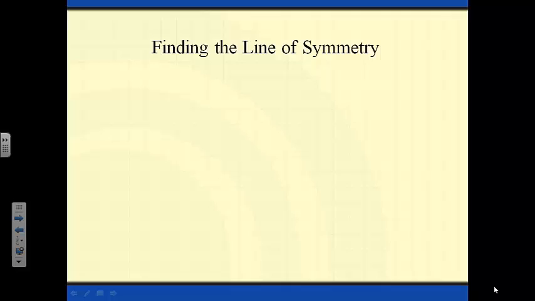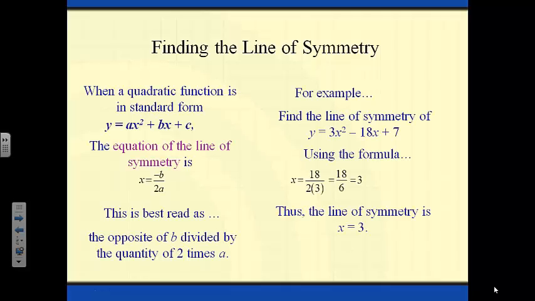Method number 2. We want to find the line of symmetry. So here it is. You're given a quadratic equation in standard form. The equation of the line of symmetry we've talked about in class is x equals -b over 2a, and this is best read as the opposite of b divided by the quantity 2 times a. So for example, if you find the line of symmetry for this equation, we would use -b over 2a, so we'd get 18 over 2 times 3, so we get x equals 3. So the line of symmetry is x equals 3.